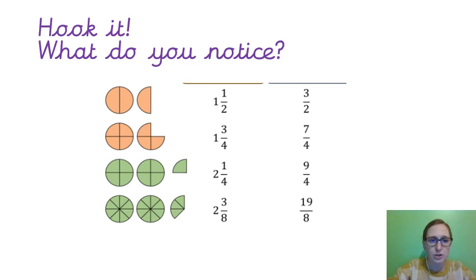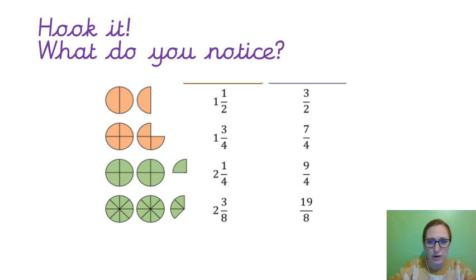Let's hook it. What do you notice about these drawings and 2 columns of fractions? First of all, we've got pictures. We've got circles split into different sizes, and in the first column we've got mixed numbers. Now, these are called mixed numbers because they're a mix between a whole number and a fraction. In the second column we've got improper fractions.